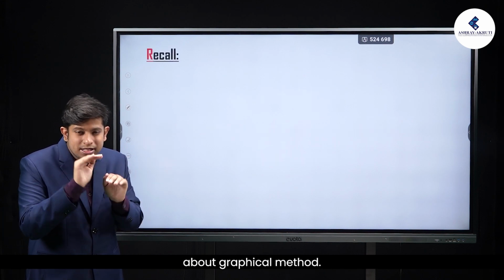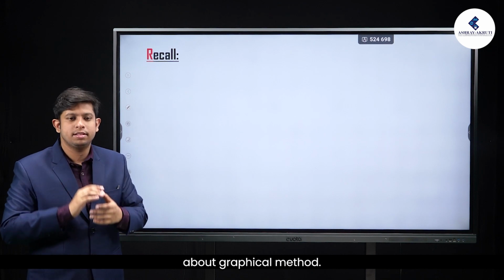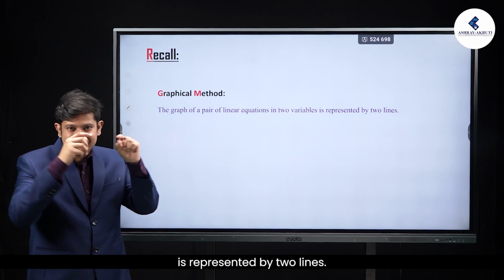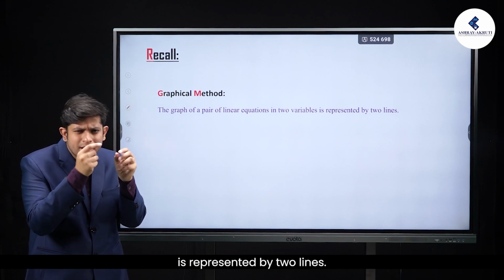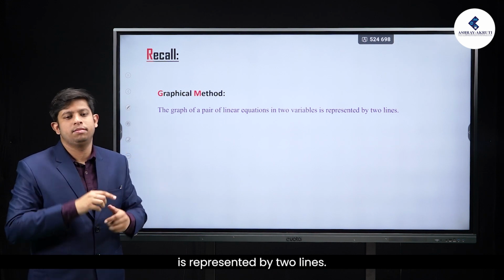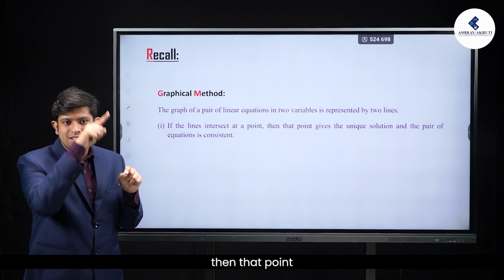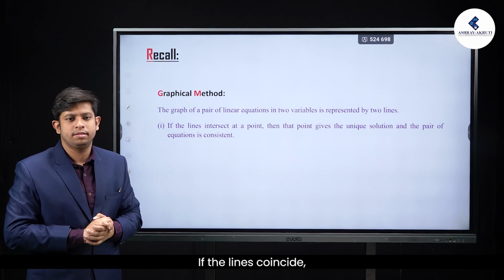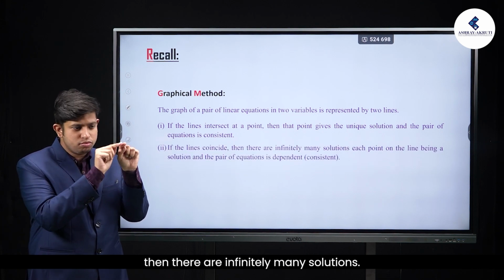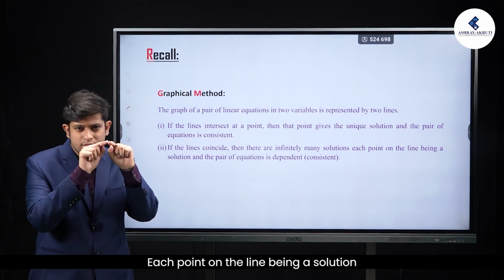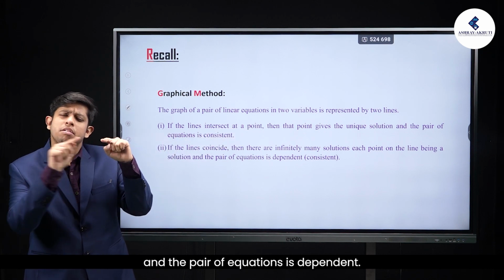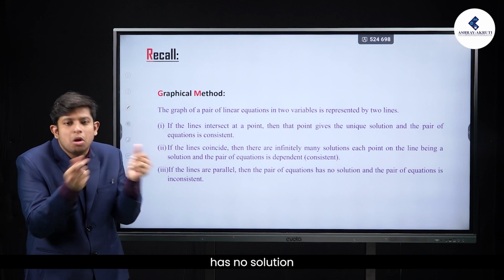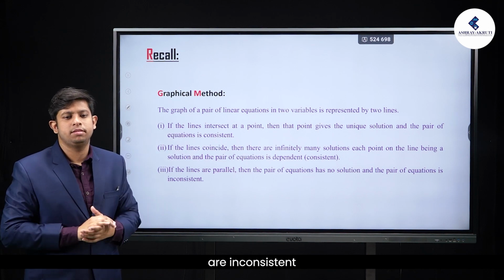Let us recall some steps about graphical method. The graph of a pair of linear equations in two variables is represented by two lines. If the lines intersect at a point, then that point gives us the unique solution and the pair of equations is consistent. If the lines coincide, then there are infinitely many solutions, each point on the line being a solution and the pair of equations is dependent. If the lines are parallel, then the pair of equations has no solution and the pair of equations are inconsistent.